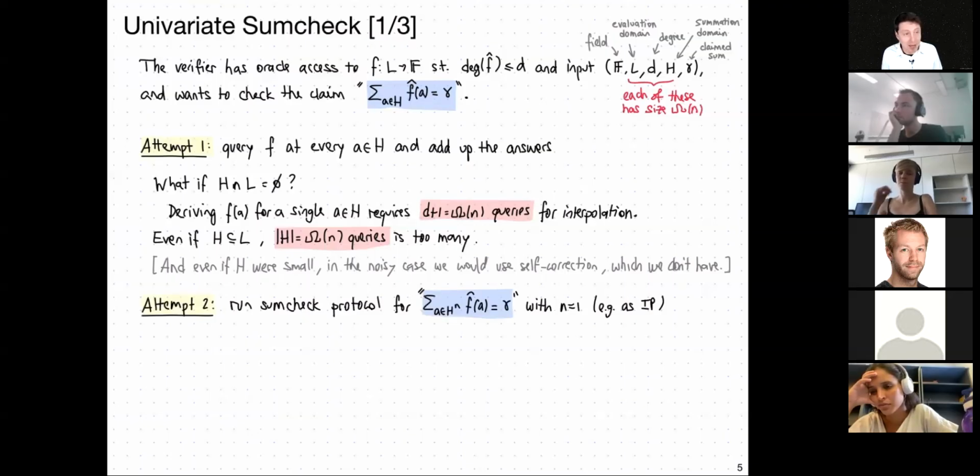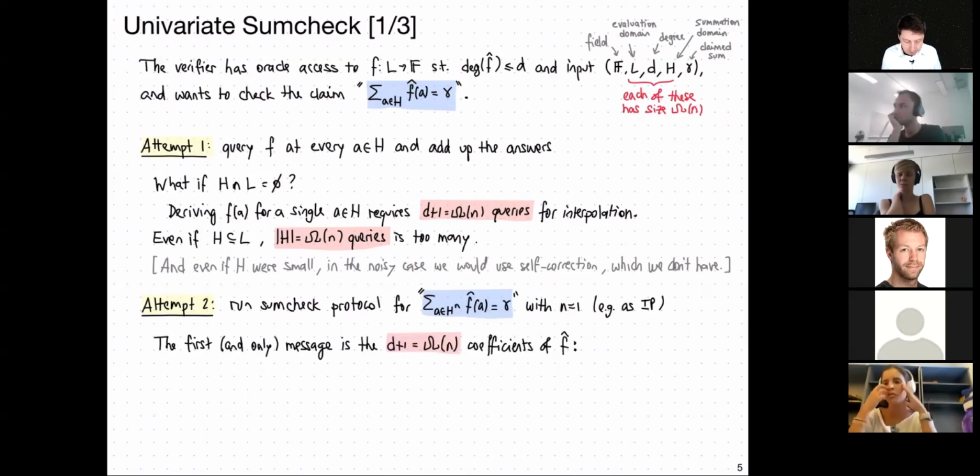Another idea would be to say, well, we have a sum check protocol for multivariate polynomials. What if we just apply it to the univariate polynomial at hand? Right, so you just go back to the multivariate sum check. It is well defined when n equals 1. Just run it. Well, the first and only message is going to be the d+1 coefficients of f hat, right? Because we're shaving off one variable at a time, and there's no variable to shave off. So the first partial sum is the polynomial that the prover is going to send. So the prover is just going to send us f hat in the clear.